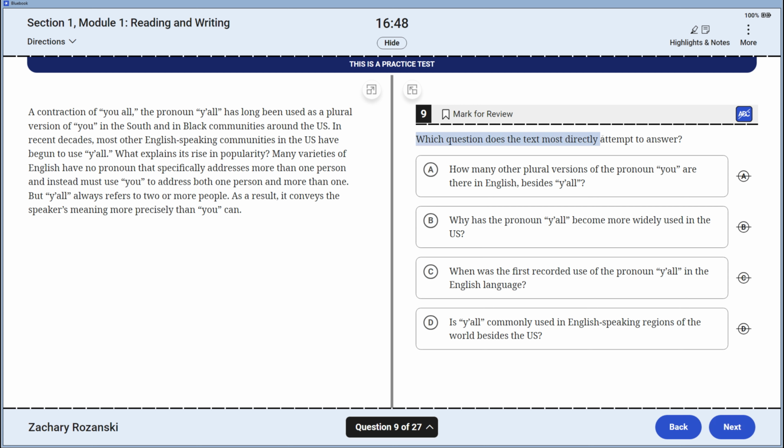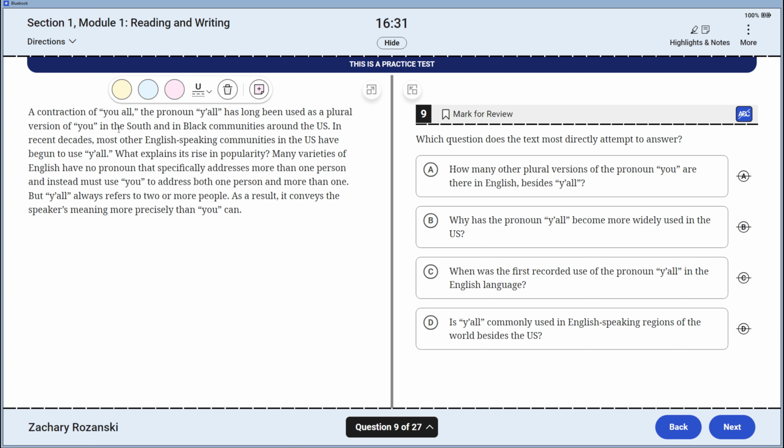9. Which question does the text most... Which question? I don't know what... Which question does the text most directly attempt to answer? I don't know what bucket to put this in. It feels like an according to, based on, which means I'm going to read this text and I'm going to keep in mind the ideas that I'm skimming this text.